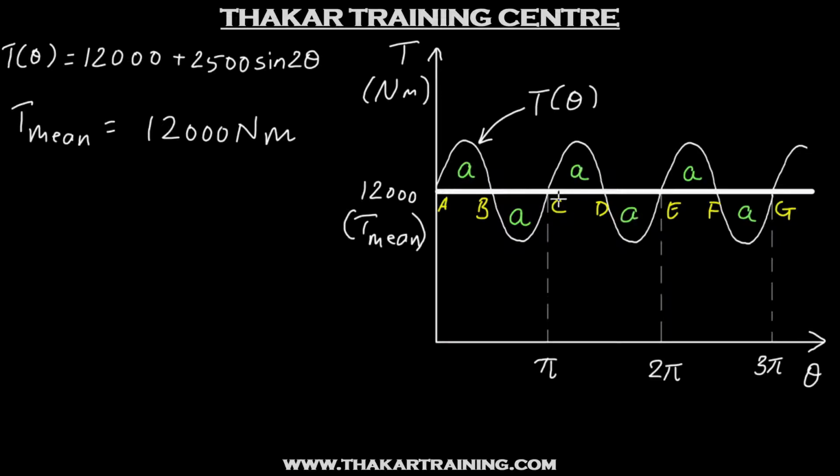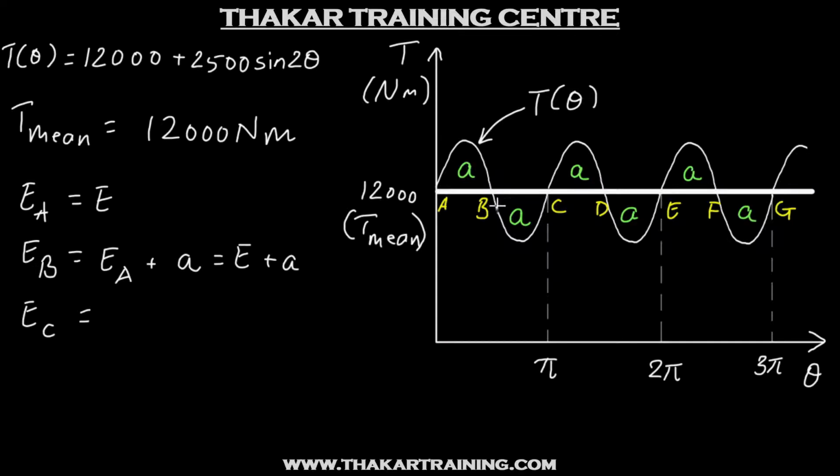Now when we try to find fluctuation of energy, we assume that energy at point A is going to be equal to E. And so energy at point B will be energy at point A plus the area. Now this area is above the mean torque line. So this is energy in excess which will be stored in the flywheel. So we'll have the flywheel energy increase by amount A. And so this becomes E plus A. Now what happens to energy at point C? So energy at point C will be energy at point B plus this area. This area is now below the mean torque line. So it is energy in deficit. So the flywheel energy will reduce by A. And so this will be E plus A minus A, which will be equal to E.